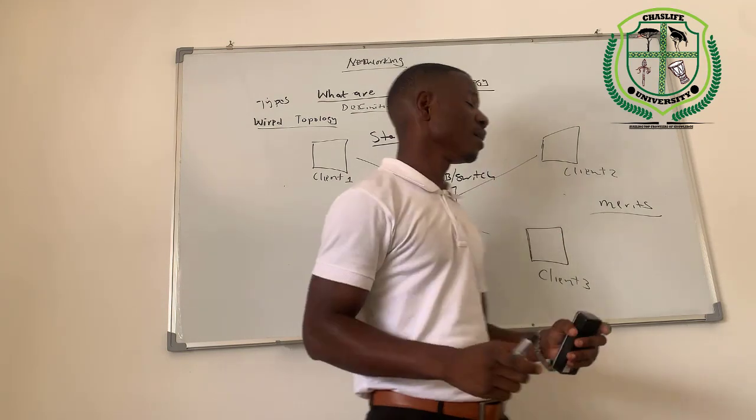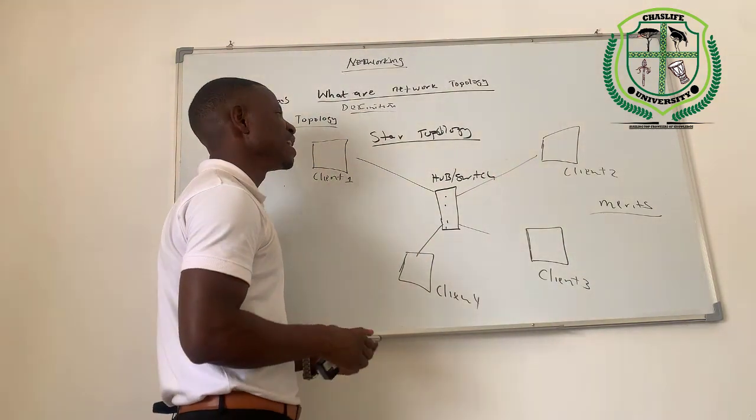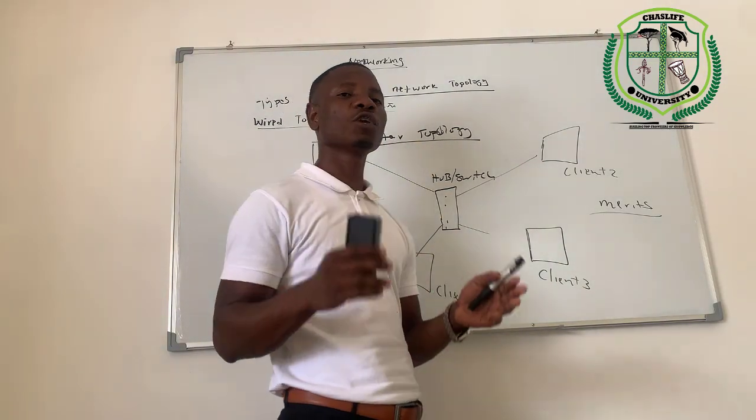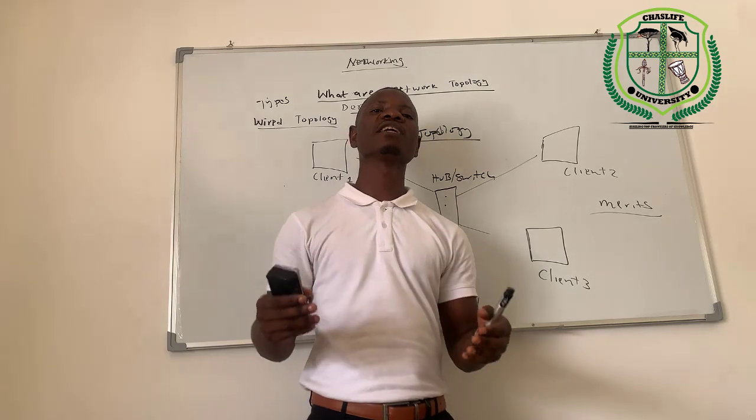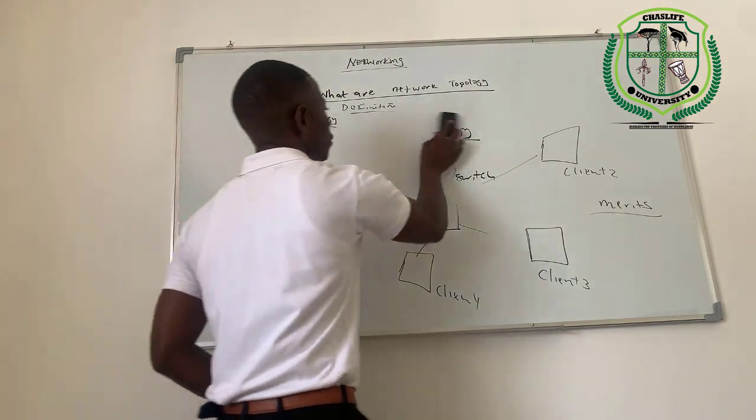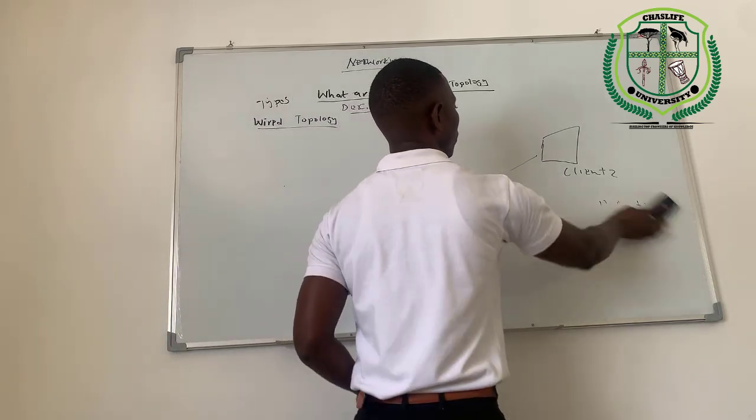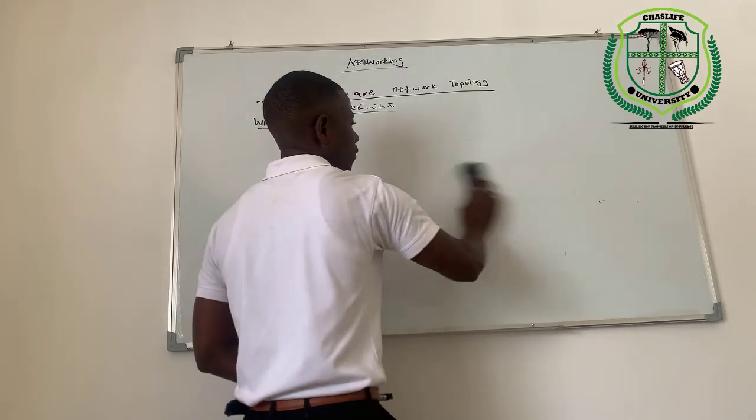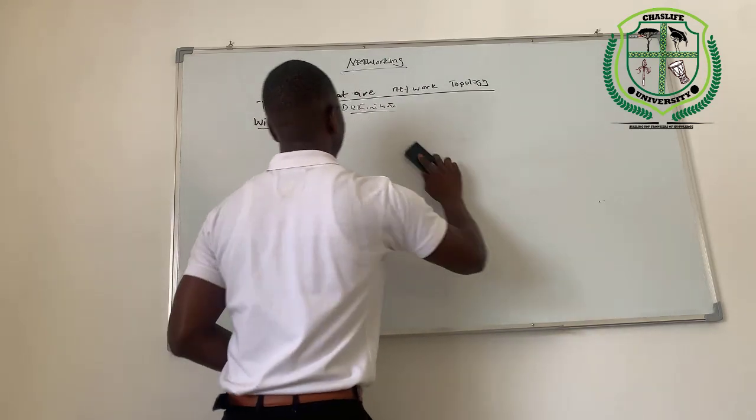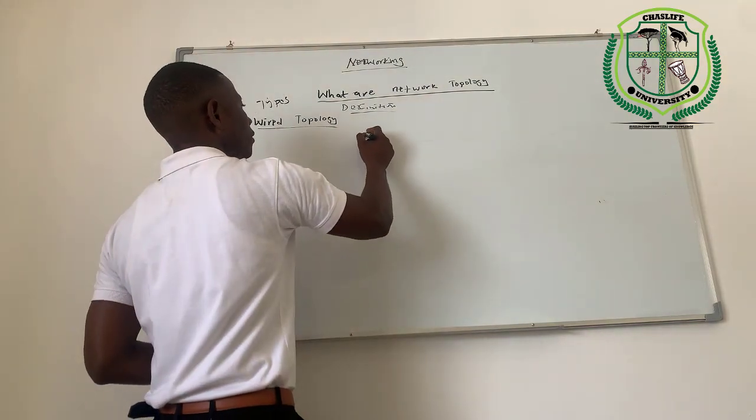Okay, remember we were looking at star topology. Now let us continue and proceed by looking at ring topology. So this was just star topology. We proceed by looking at the diagram for ring topology.